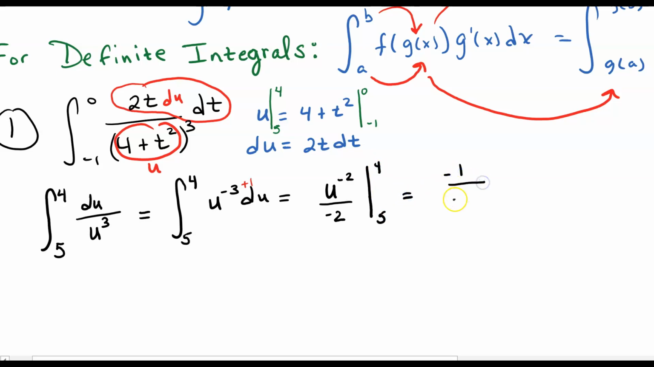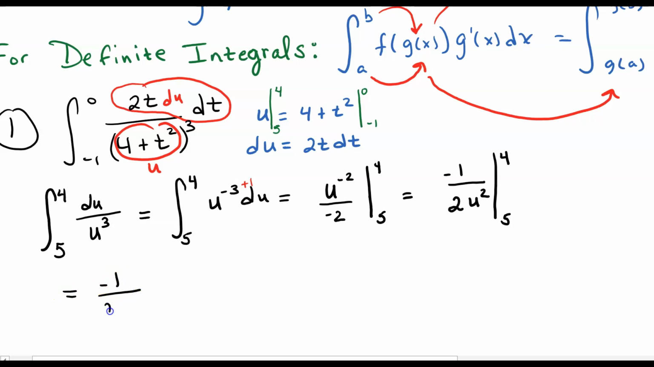Negative 1 over 2u to the second power, all right, again evaluated from 5 to 4. And so we apply the fundamental theorem of calculus, and that is that in the antiderivative, we plug in the limits of integration. And so again, no need to back substitute here.